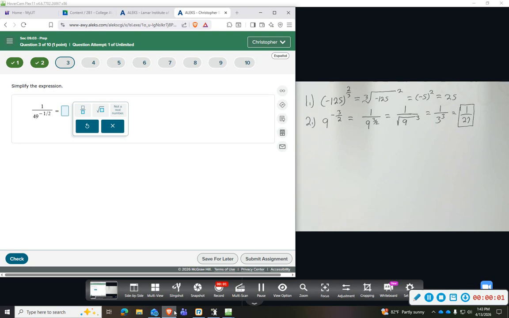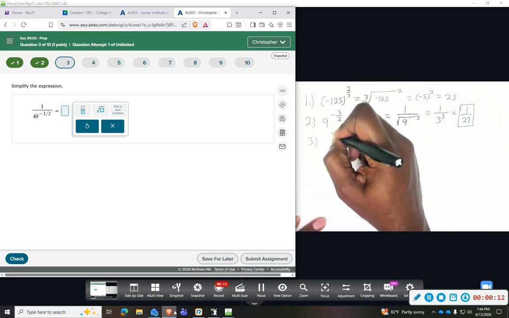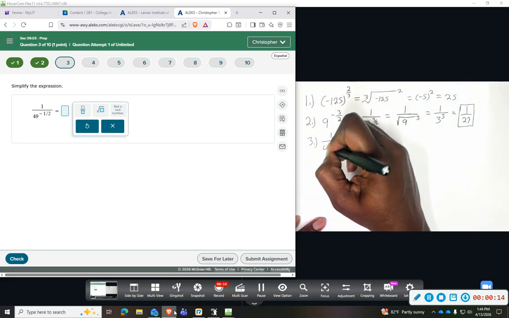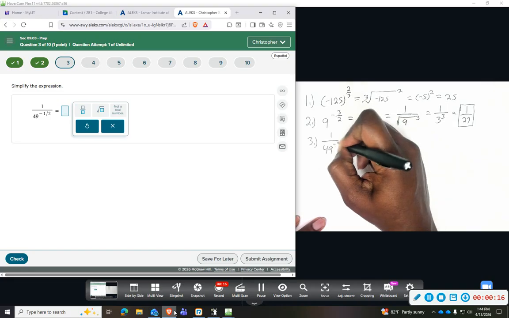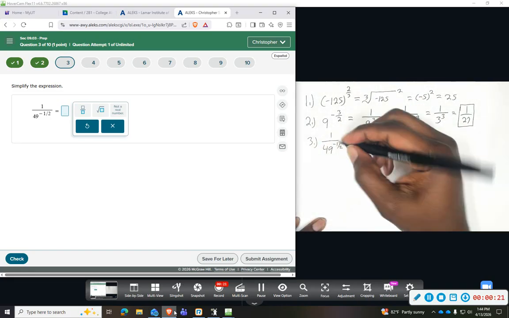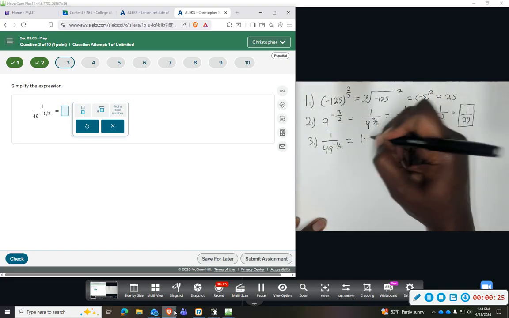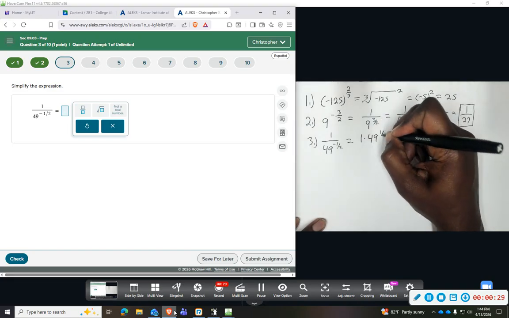Number 3, we want to simplify 1 divided by 49 raised to the negative 1/2 power. So again, negative exponent, you're going to move it to the opposite location. So this is the same as saying this 1 that's on top times 49 to now the positive 1/2 power.